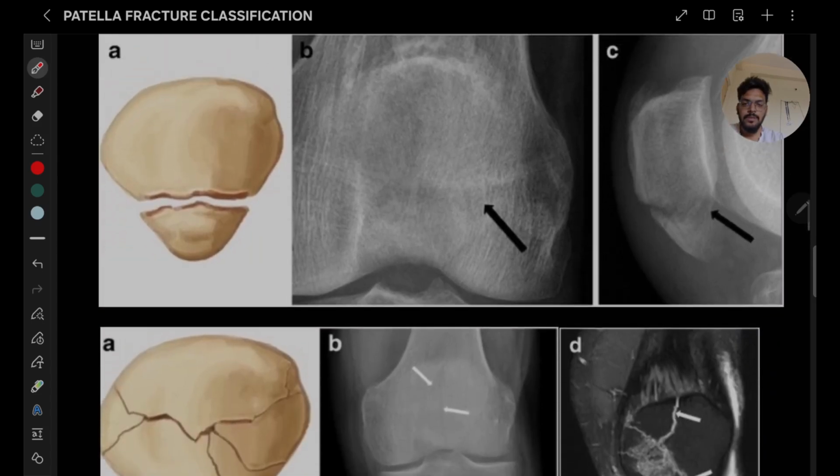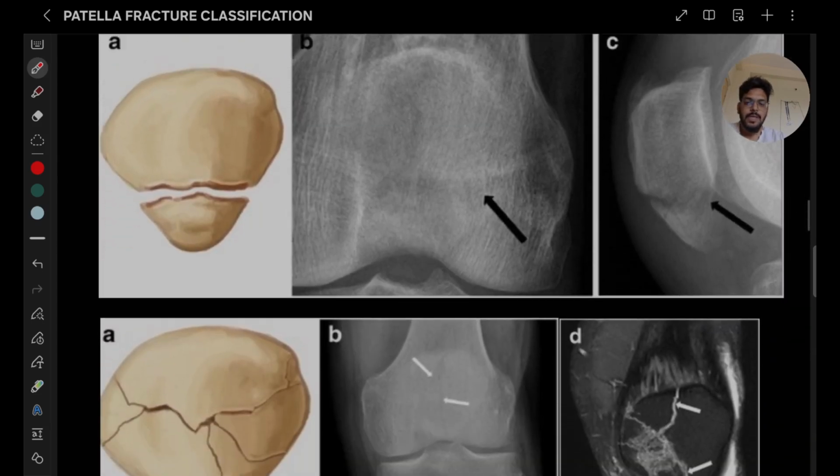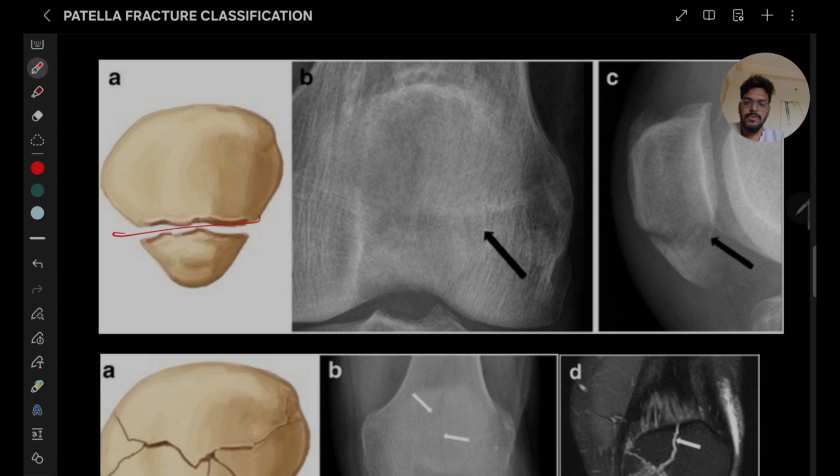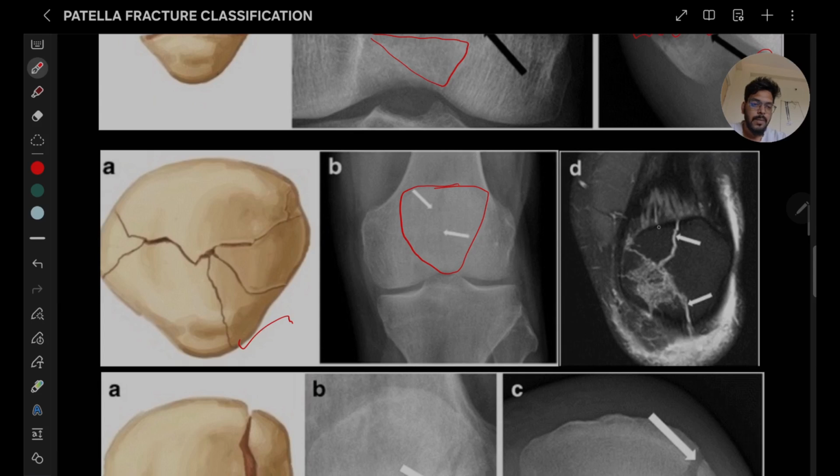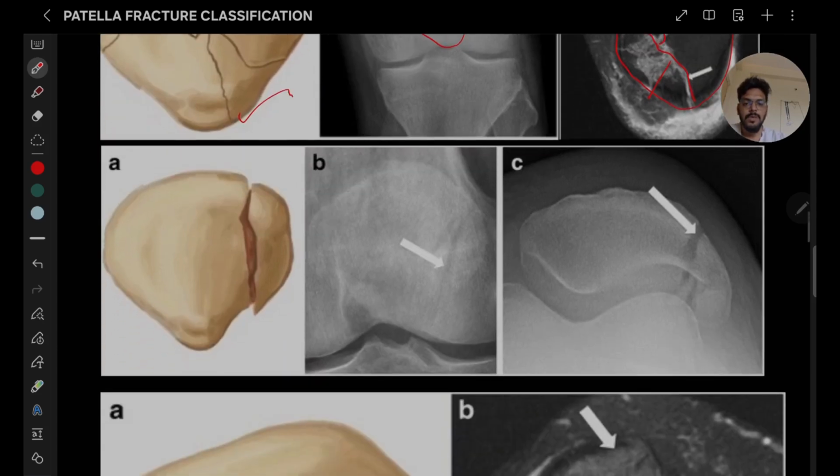These are the X-ray images where you can see the transverse fracture, this is the upper pole and this is the lower pole. It's not visible clearly in the AP. In the lateral view, usually we can define the transverse fractures. And a comminuted fracture is usually missed in the X-ray. If the comminuted fracture is undisplaced, it may be missed in the X-ray, so we get an MRI or a CT scan. This is the MRI of the comminuted undisplaced fracture.